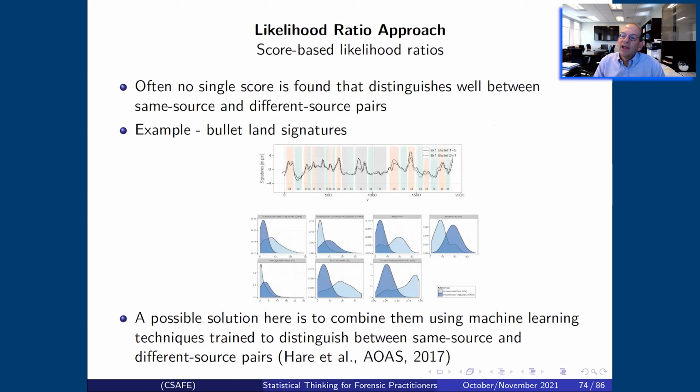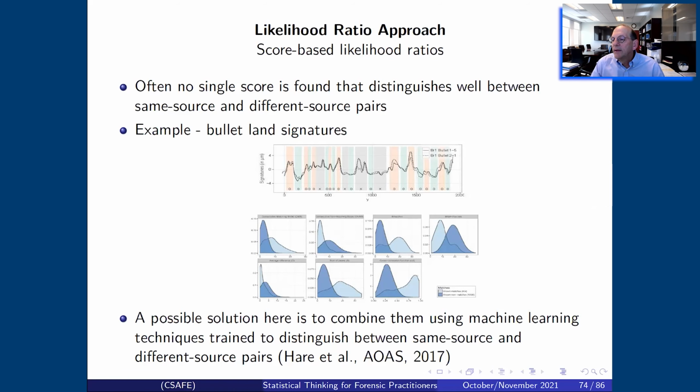Here's another example that's slightly different. It can be very hard to find a single score. So here's another thing that some people are doing, and this is some colleagues of mine at CSAFE. They're looking at bullet lands here, and they use a 3D microscope to get profiles of different bullet lands. Then they line them up as best they can, and they compute different summaries of these two curves. How similar are they? Do they have matching peaks here? Matching peaks here, for those who are interested, correspond essentially to consecutive matching striae.